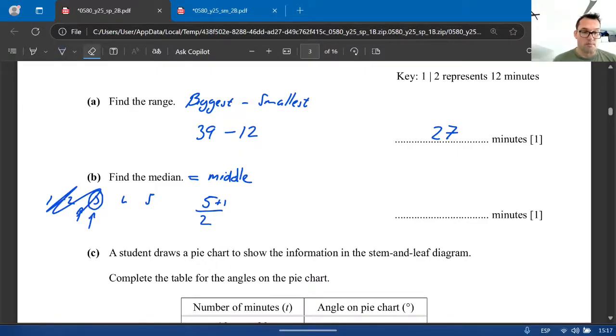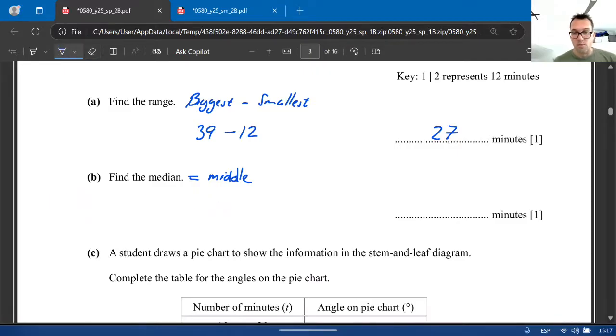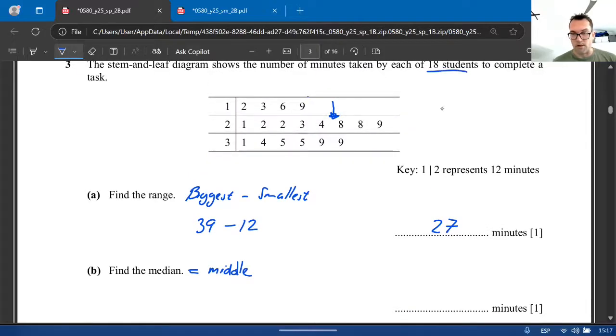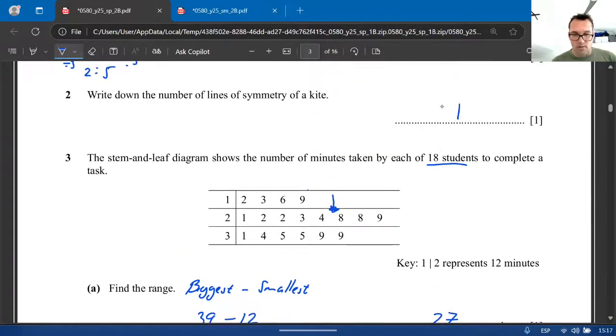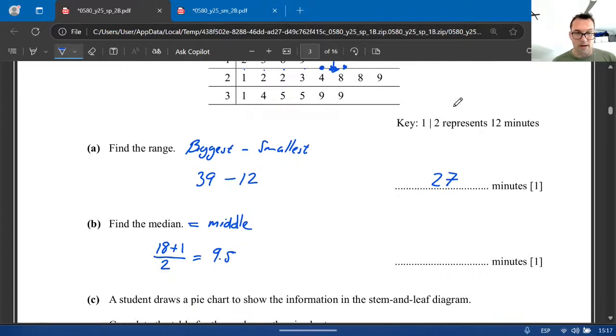So we can do the same here. Okay, we can say, hey, there are 18 people. We know that because they told us that. So there's 18 students. We add 1 and then divide it by 2. That would be 19. Half of 19, 9.5. So the middle will be between the 9th and the 10th person. So we just count them. 1, 2, 3, 4, 5, 6, 7, 8. There's the 9th person. There's the 10th person. It's in between them. Okay.